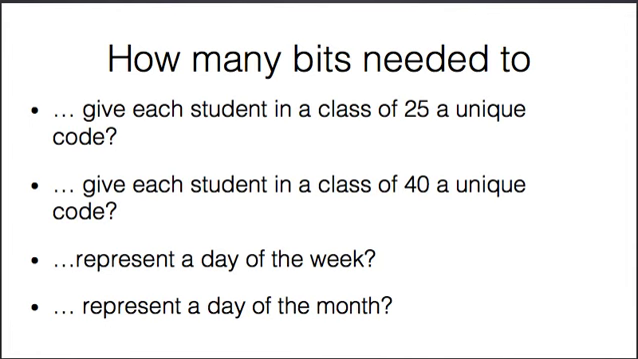To give each student in a class of 40 a unique code, how many would we need? Well, 5 would give us 32, so that's not enough. 6 bits would give us up to 64. So we'd have enough in that.